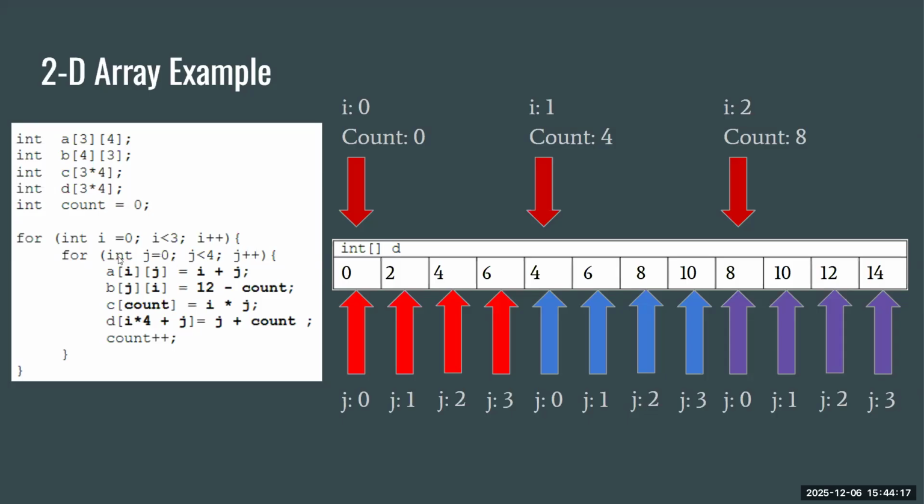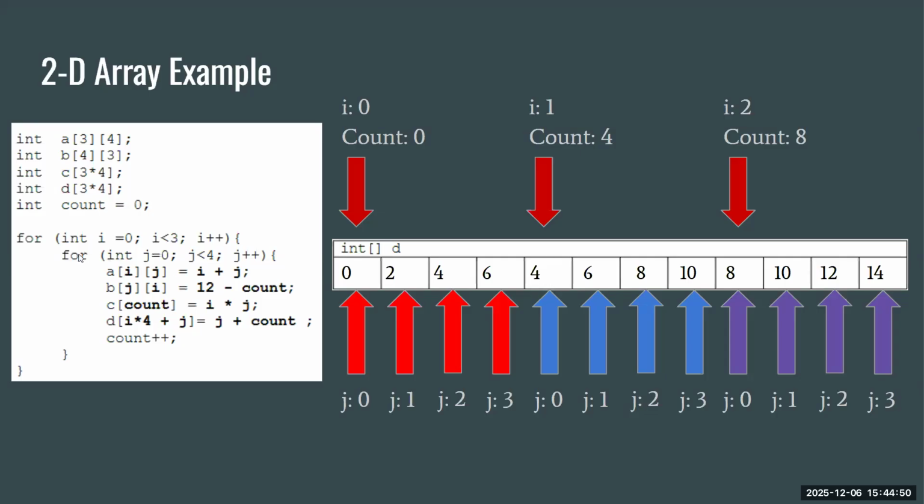So when i equals 1, we're going to do 1 times 4 plus j, and this is the start of the inner loop, so j equals 0. So that'll be index 4. So 0, 1, 2, 3, 4. That'll be the start of this iteration, and then we're setting that equal to 0 plus count. Count at this point is 4, so we do 0 plus 4 is 4, and that's why the index at 4 is also 4.